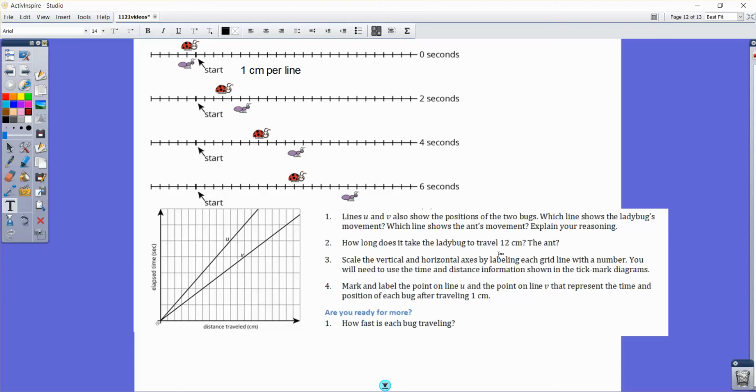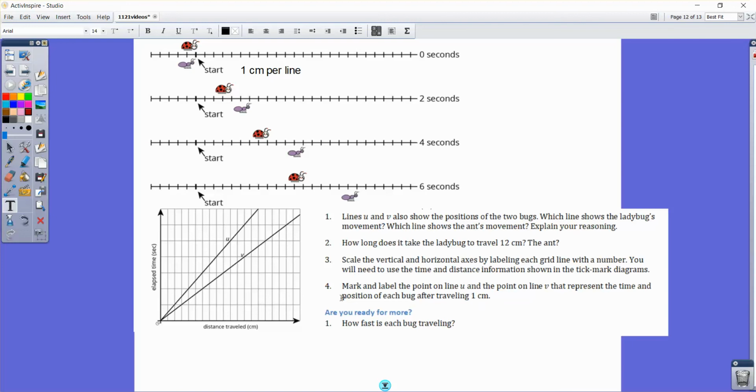Now, mark and label the point on line U and the point on line V that represent the time and position of each ladybug after they have traveled 1 centimeter. All right, now that one's going to be a little bit trickier. Again, it depends on how you want to label this, how you want to connect this graph to these lines, okay?